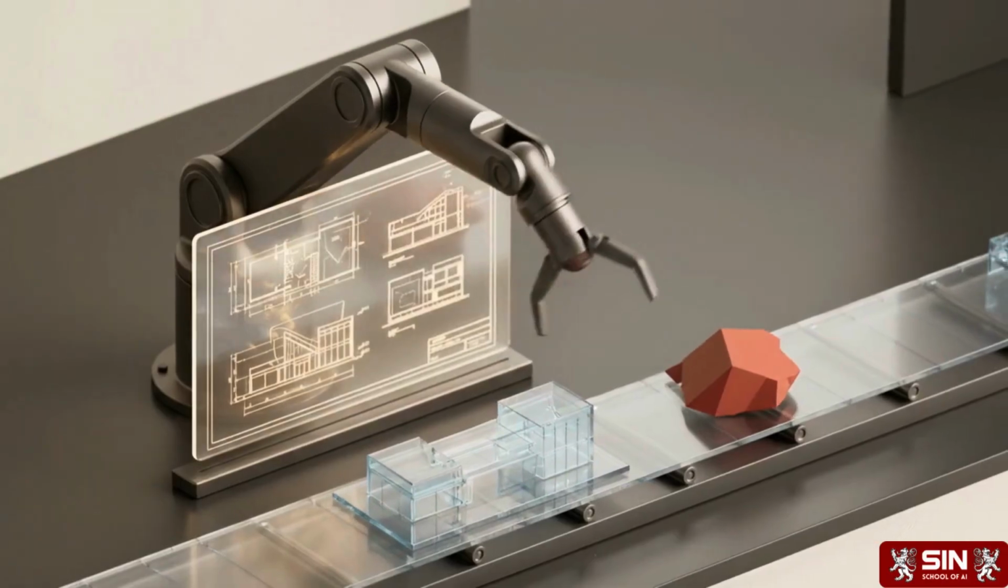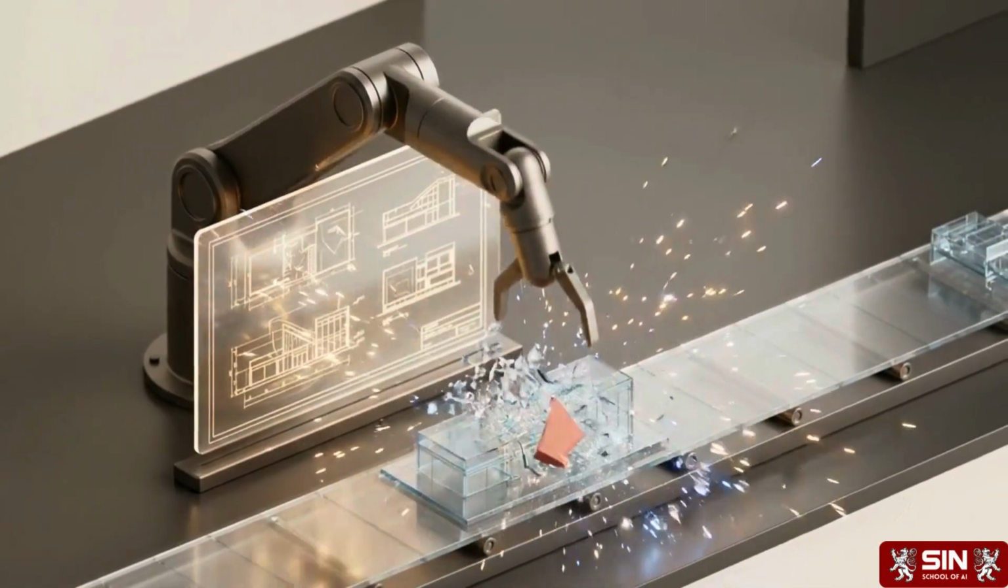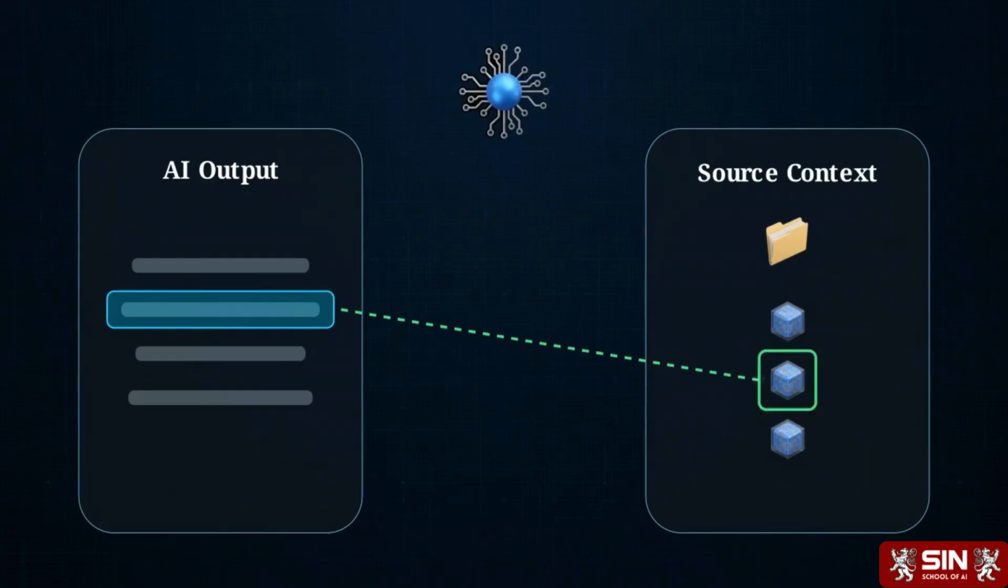Building the pipeline is only the first step. Without a way to measure performance, a RAG system can fail by retrieving the wrong context or ignoring the evidence it was given. This is where we measure faithfulness. By comparing the AI's answer directly to the retrieved chunks, we can verify that every claim the model makes is actually supported by the source text.